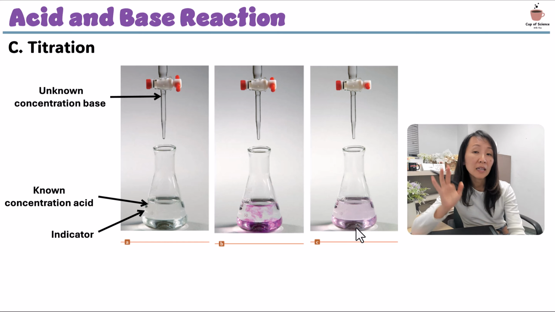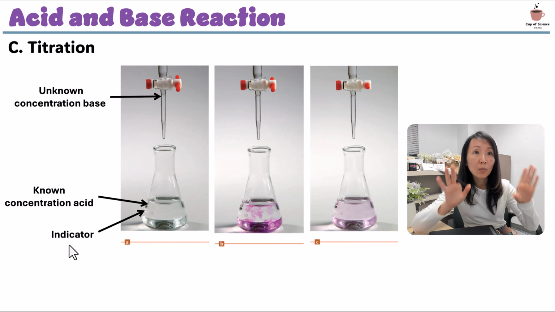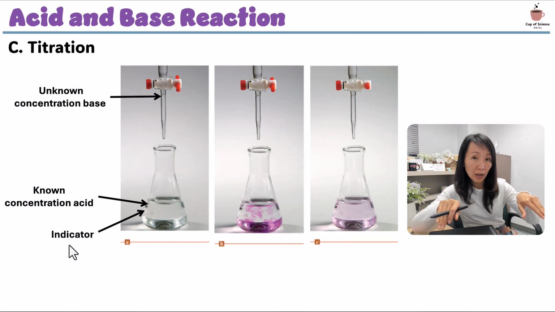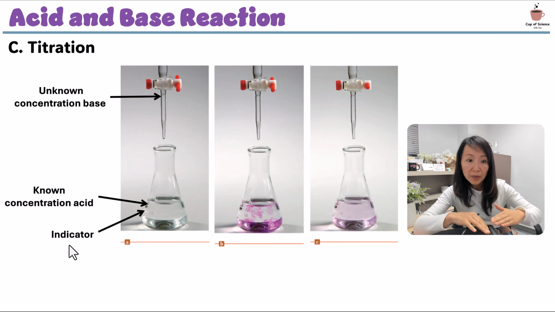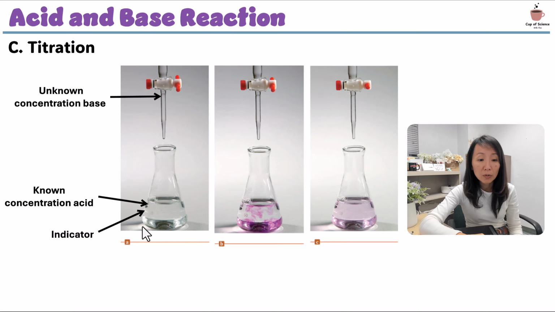And that's where the indicator comes in. The indicator is the one that says, hey, don't put any more base in because you're neutral now, okay? Unless you're trying to go over. The indicator is only there to help us see visually when it becomes entirely neutral. If the indicator is not there, it will remain clear and we don't know when it becomes neutral.